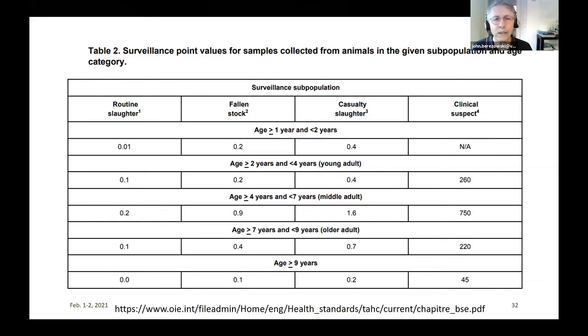So surveillance points were allocated according to the age of the animal, because BSE is most commonly seen in older animals. If an animal is younger than a year of age, it is highly unlikely that you'll be able to diagnose it. And by the way, the animals left the population either as routine slaughter, fallen stock, casualty slaughter, or clinical suspects. You're probably mostly familiar with this, I think.